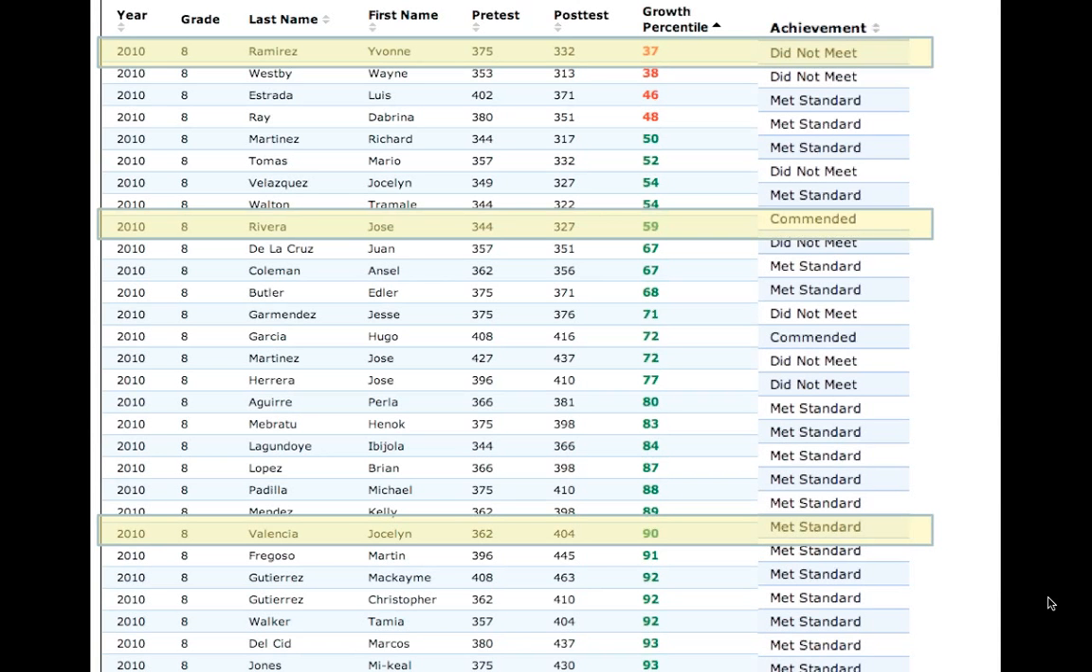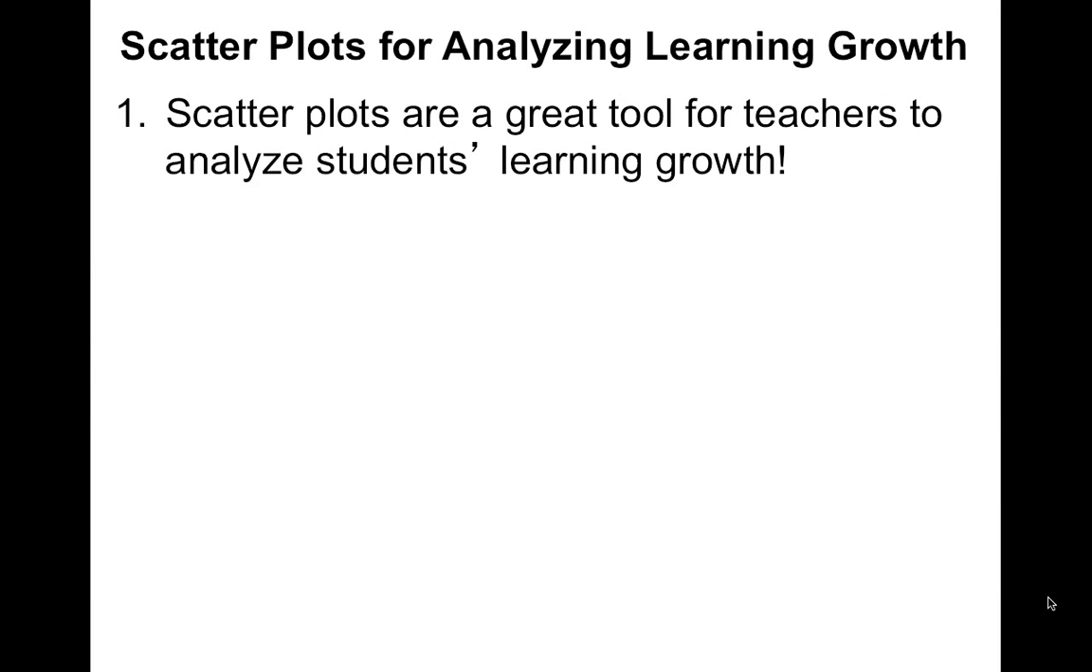Let's practice a few more. Pause the class and analyze the 3 highlighted 8th grade students' learning growth and achievement results. First student, low growth, low achievement. Only grew at the 37th percentile, didn't meet the Texas state standard. Second student, high growth, high achievement. Grew at the 59th growth percentile and had commended performance. Third student, super high growth and average achievement. Met the Texas state standard in terms of achievement, but grew at the 90th growth percentile.